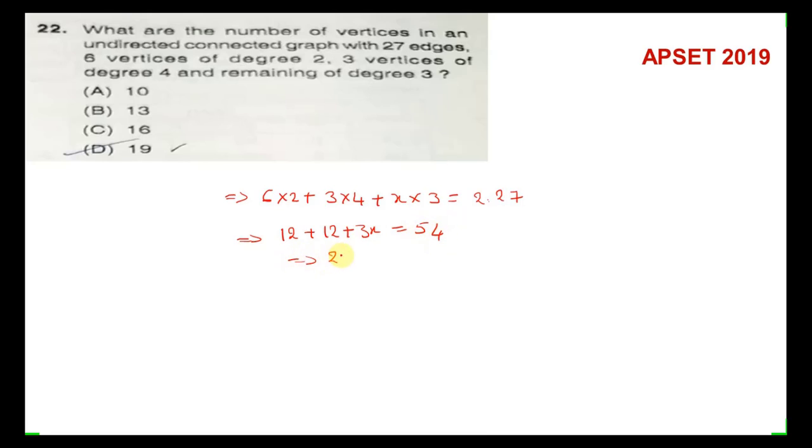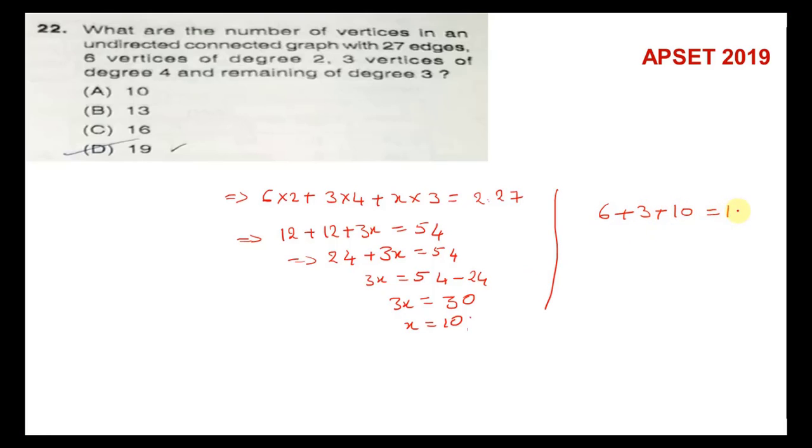This equals 2 into 27, which is 54. Now we can write 24 plus 3x is equal to 54, so 3x equals 54 minus 24, 3x equals 30, and x equals 10. It means the remaining vertices are 10 vertices. Now what is the total number of vertices here? We have 6 vertices plus 3 vertices plus the remaining 10 vertices, which equals 19 vertices. So the answer for this question is option D, 19 vertices.